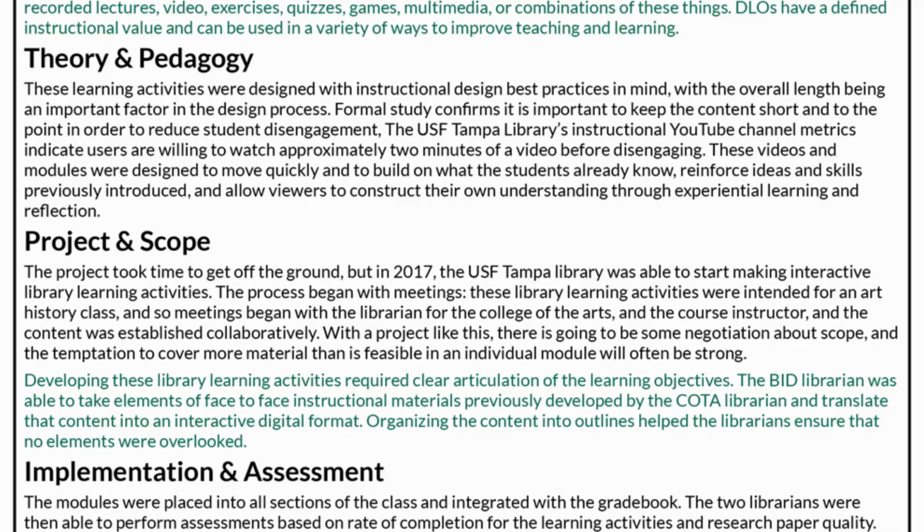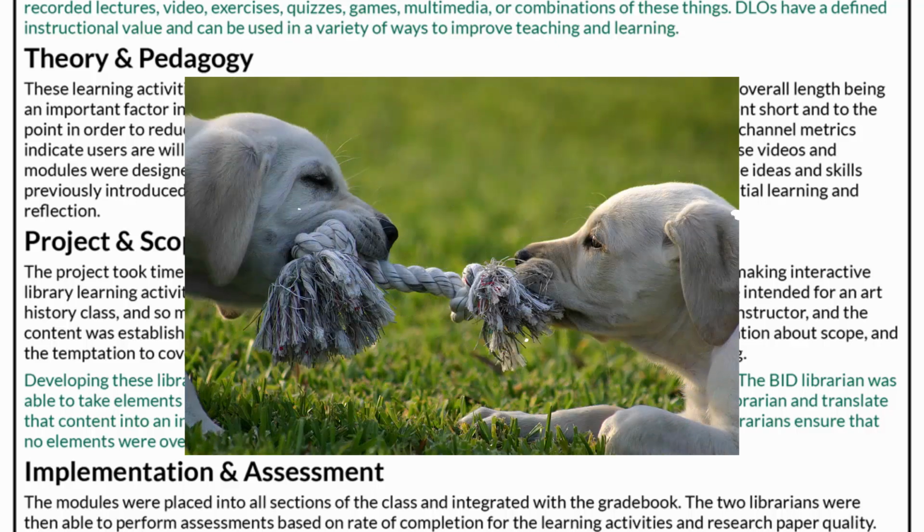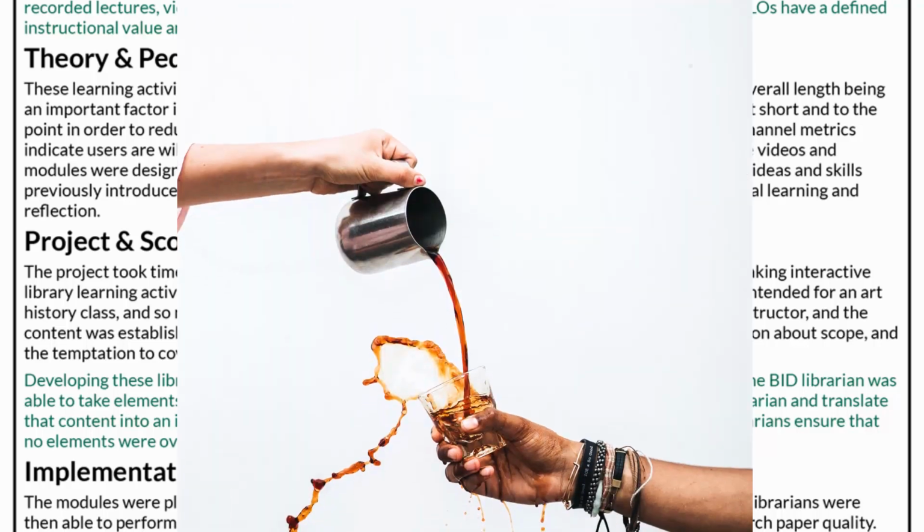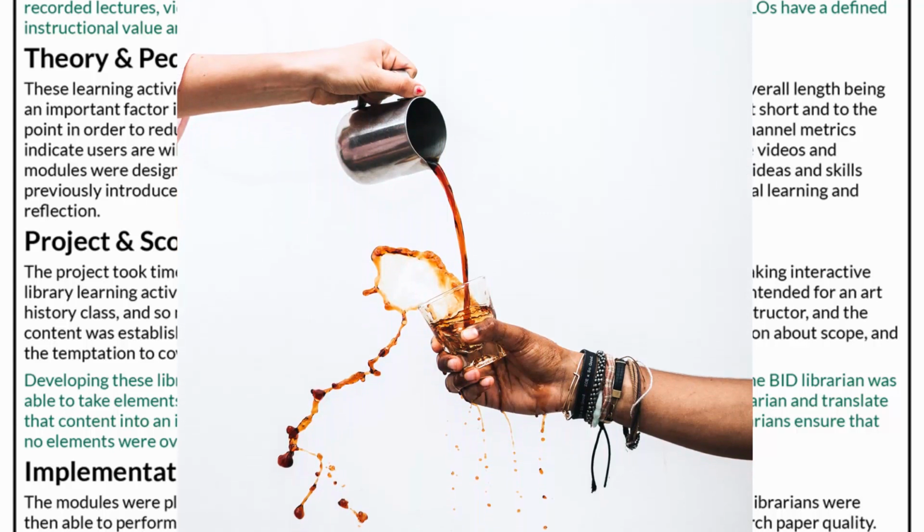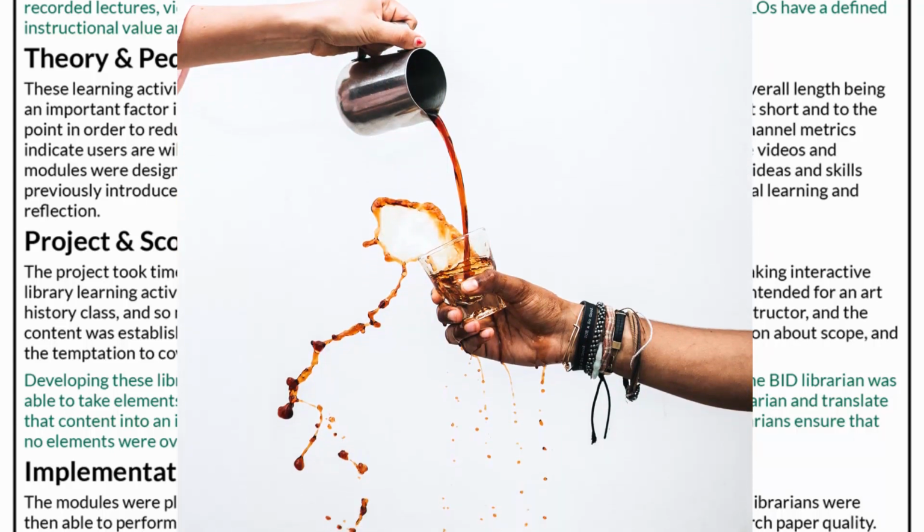These library learning activities were intended for an art history class, and so meetings began between the instructional design librarian, the librarian for the College of the Arts, as well as the course instructor, and the content was established collaboratively. With a project like this, there's going to be some negotiation about scope and about content, and the temptation to cover more material than is feasible in an individual module will often be strong.